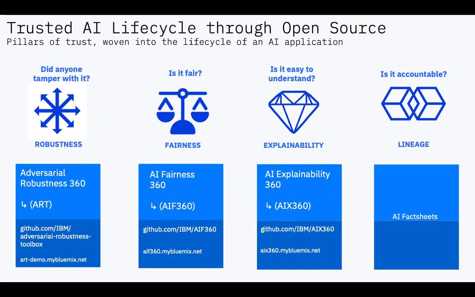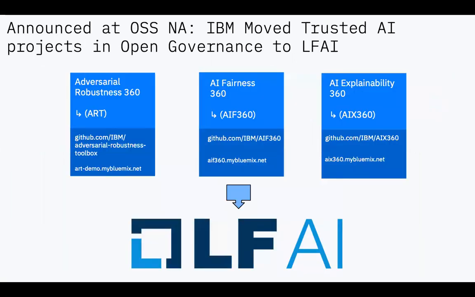So that's one of the activities which we did previously, where we moved our projects around bias detection and mitigation, adversarial detection of images, or explaining AI model predictions, all in open source. And very recently, we also donated these projects to Linux Foundation AI. So they are now part of the Linux Foundation AI in open governance, carrying forward our history of contributing to open source, creating communities through open governance in a neutral place.